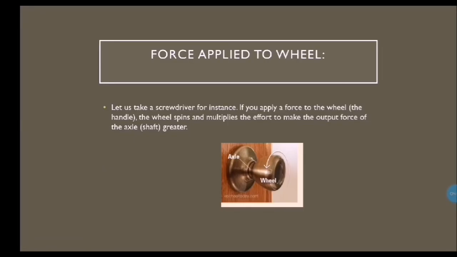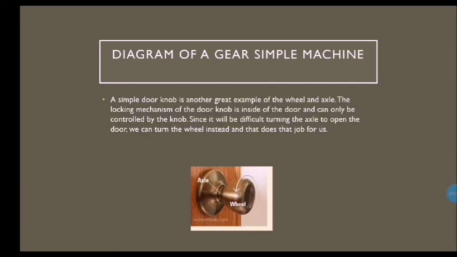Let us take a screwdriver for instance. If you apply a force to the wheel, which is the handle, the wheel spins and multiplies the effort to make the output force of the axle, the shaft, greater. A simple doorknob is another great example of the wheel and axle. The locking mechanism of the doorknob is inside of the door and can only be controlled by the knob. Since it will be difficult turning the axle to open the door, you can turn the wheel instead, and that does the job for us.